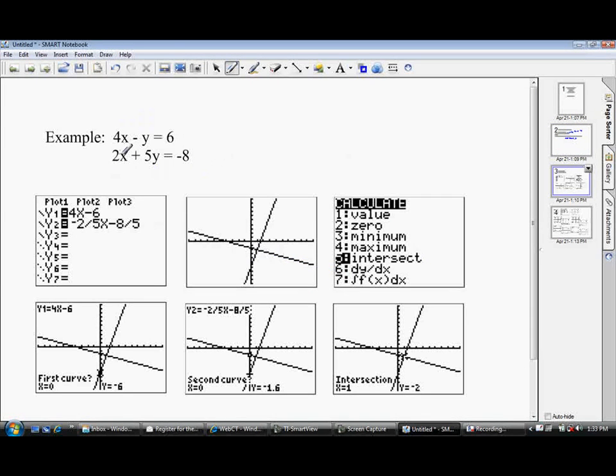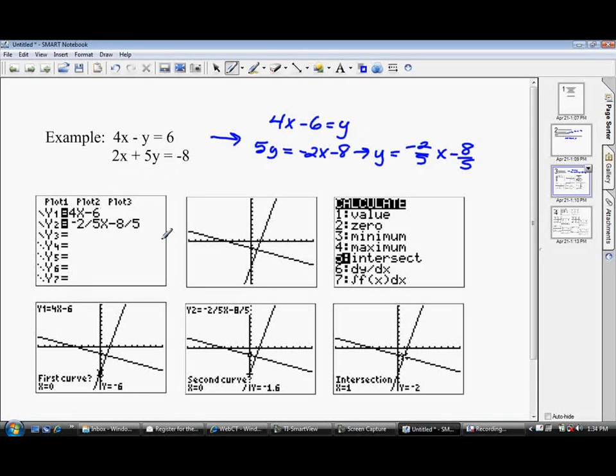So just reviewing a linear system, 4x minus y equals 6 and 2x plus 5y equals negative 8. So by hand you're going to have to do some work, right? You would have to say that 4x minus 6 is equal to y and 5y is equal to negative 2x minus 8. So y is equal to negative 2/5 x minus 8/5.